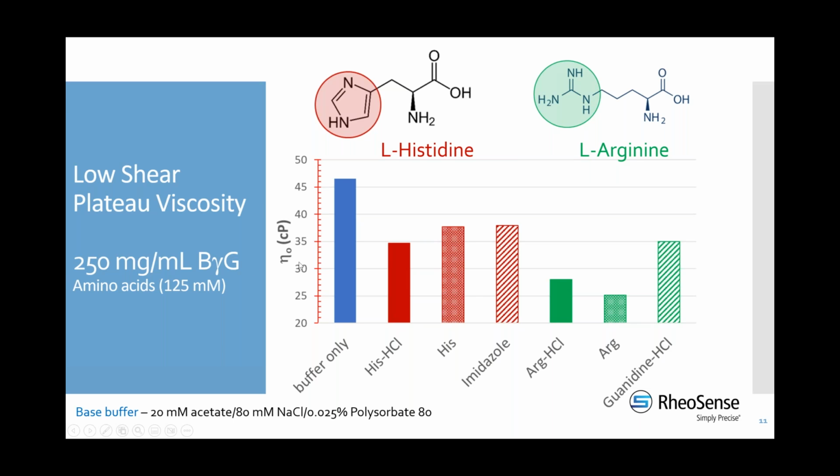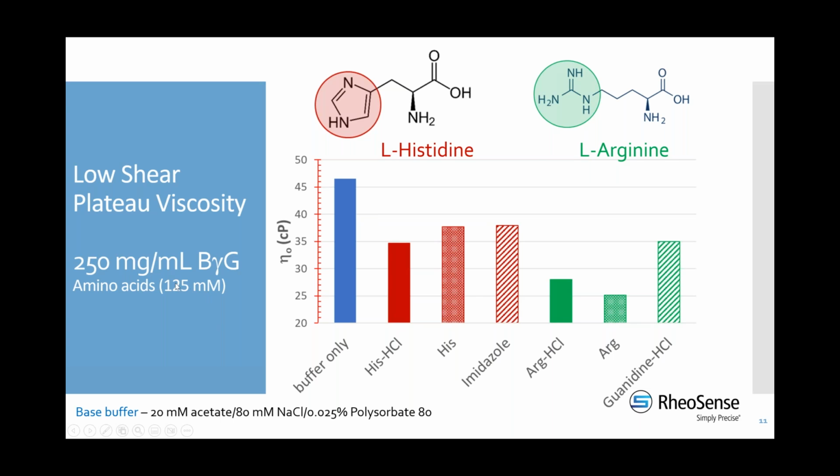So what we see here then, with that long-winded explanation, is the low shear plateau viscosity as a function of the type of excipient that we've added, again comparing it to the buffer only, our base buffer. We can see that all of these do reduce the viscosity to some extent. However, the most beneficial ones for this particular protein, which is the BGG, tend to be the arginine, and then to a lesser extent, the arginine hydrochloride. But overall, they can all benefit in some manner.